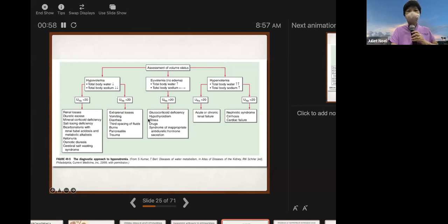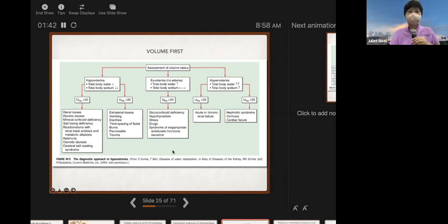Usually it could be glucocorticoid deficiency, hypothyroidism, stress, or medications taken by the patients that can cause the syndrome of inappropriate secretion of antidiuretic hormone, or SIADH. For hypervolemic, if it's more than 20, usually you see that in acute or chronic renal failure, and in less than 20, you see that in cirrhosis, congestive heart failure, and nephrotic syndrome.